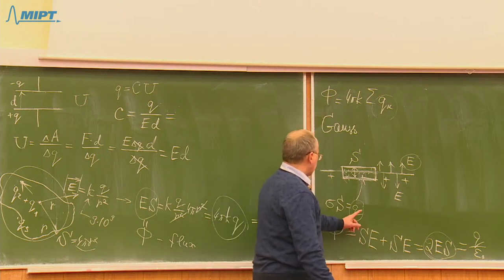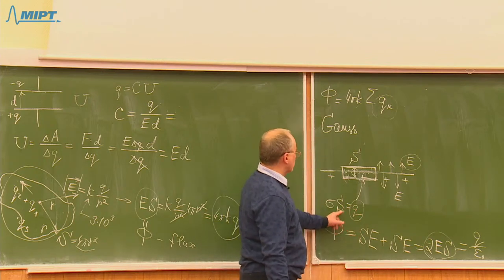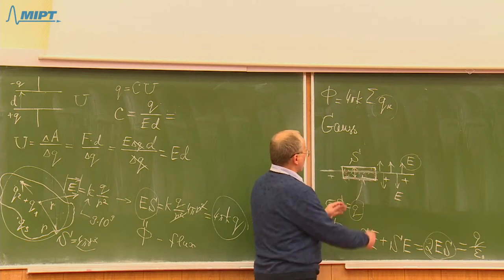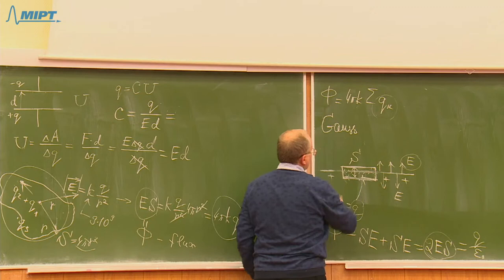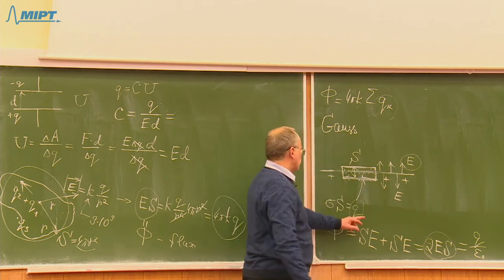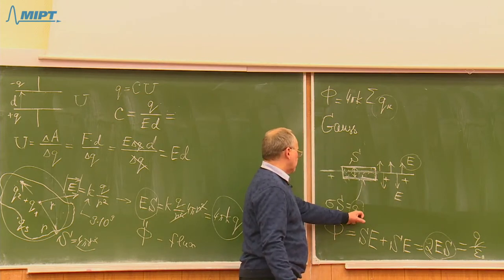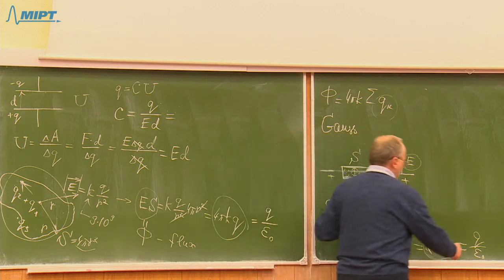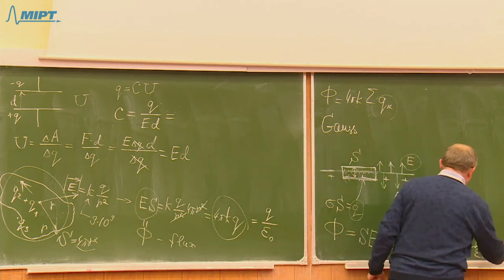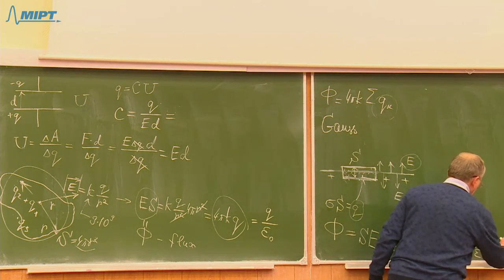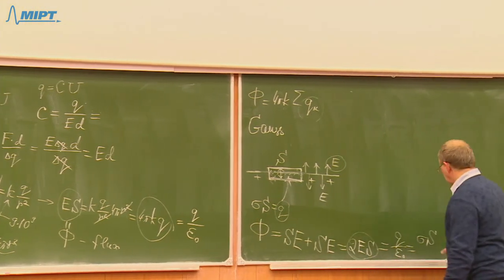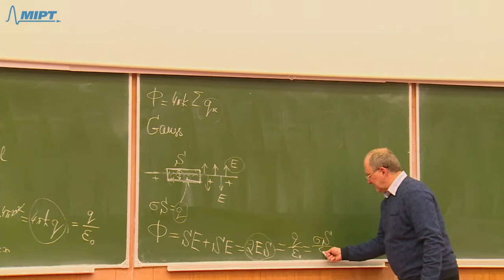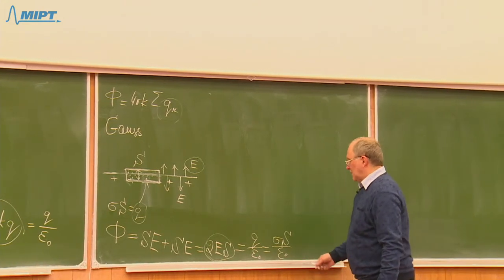And the charge Q is proportional to the surface area which is cut out on the plane by the imaginary cylindrical surface, which we introduce here for calculations. So the charge is proportional to S. That is the charge density and the surface area divided by epsilon zero.